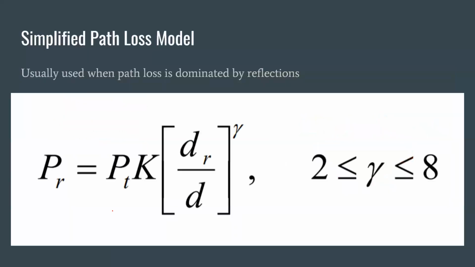And then next is the simplified path loss model. This model is usually used when path loss is dominated by reflections. This is the equation we can use to model the signal propagation. The parameter for using this model is to have the gamma be within 2 and 8.